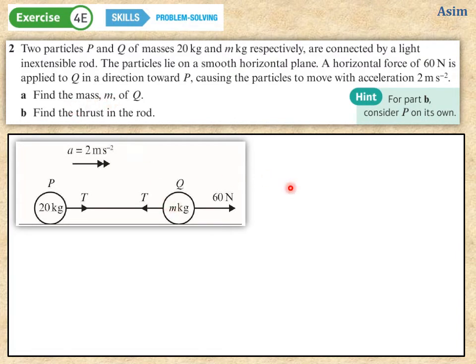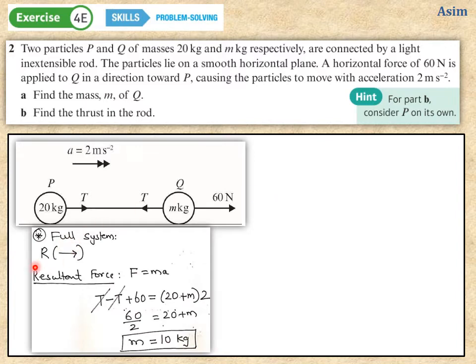Now see, if I take the full system, and because the object is moving in this direction, if I resolve this as positive and use the same formula, the resultant force F equals ma. Because I'm taking this direction, all forces in this direction will be positive and forces opposite will be negative. So this 60 will be positive, this T will be positive, but this T will be negative. That is what you will see here, equals the total mass 20 plus m times acceleration. The two T's will cancel out and you can easily find the mass of particle Q as 10 kg.